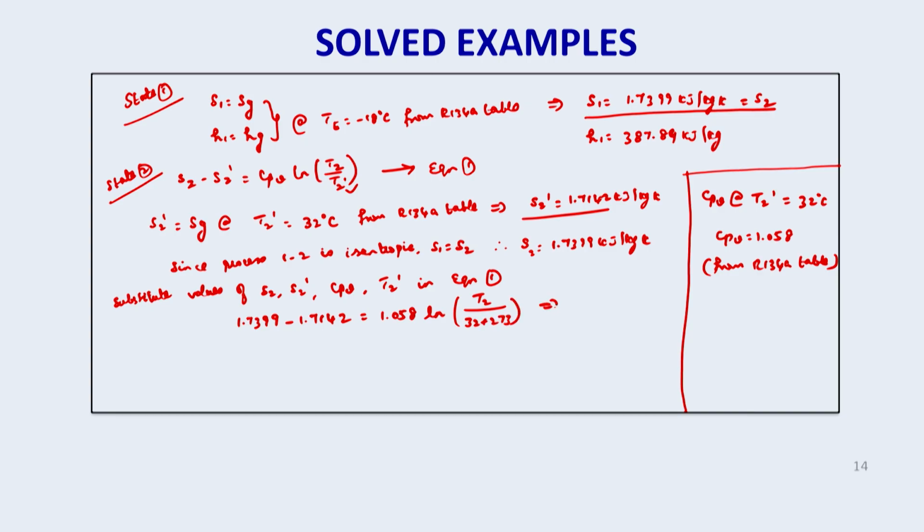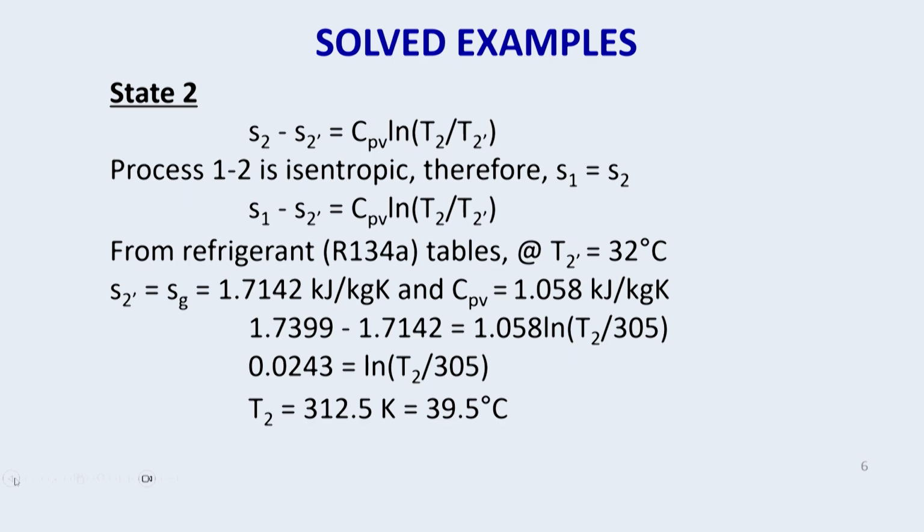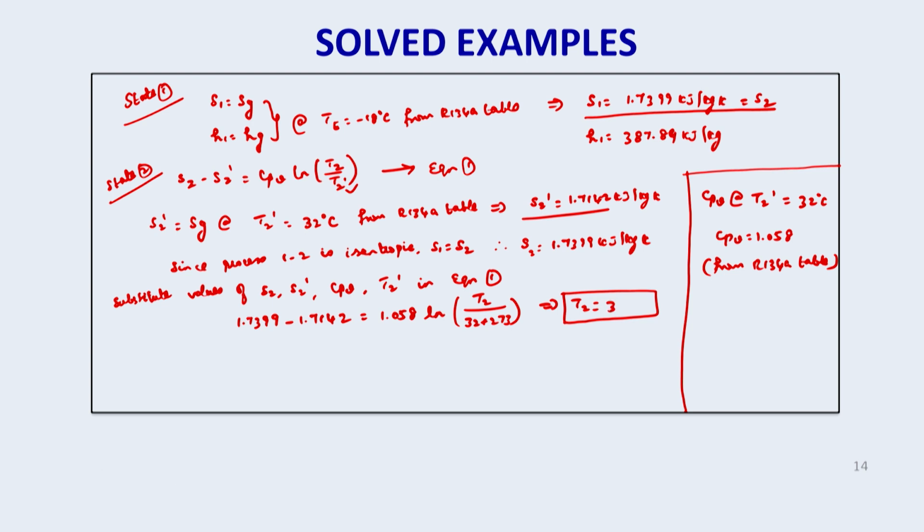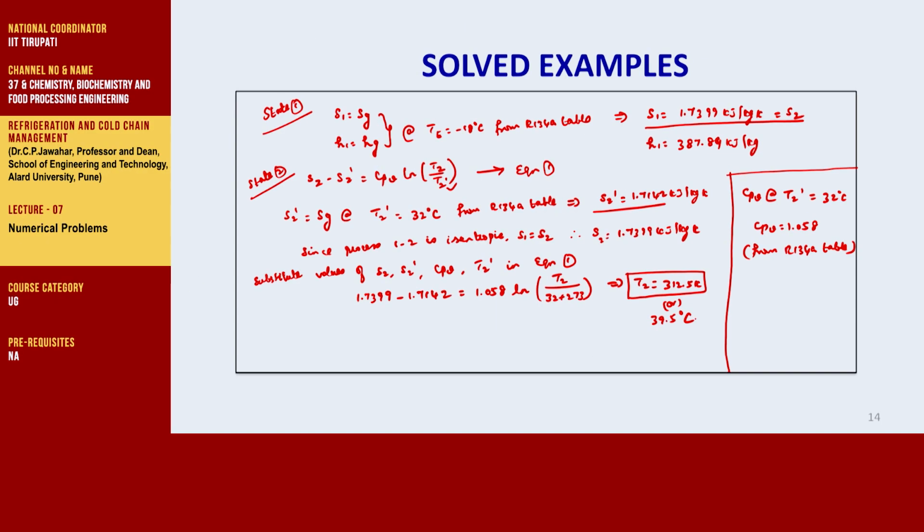If you solve this, you will get T2 close to 40 degrees centigrade. That is 312.5 Kelvin, or 39.5 degrees centigrade. So this is the condition.